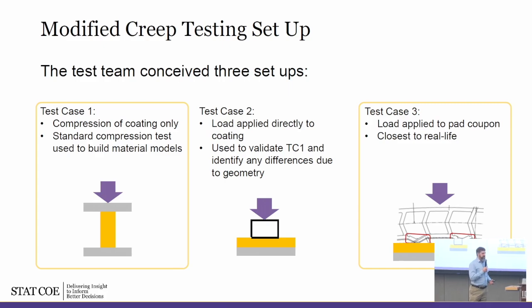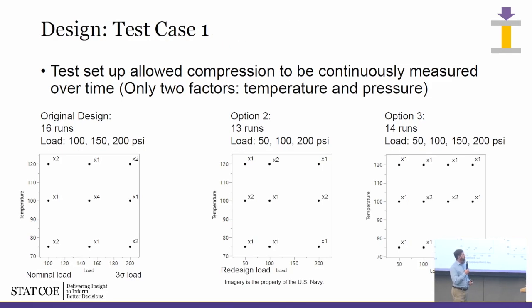Then there was also test case 3, which was more how the system was going to be put into use. And test case 2 was a one-off to just confirm some things in between. So we focused on designing for test case 1 and test case 3. For test case 1, we used an I-optimal design because they were most concerned with being able to predict the overall depth of the striation more so than explaining the differences between factor effects.